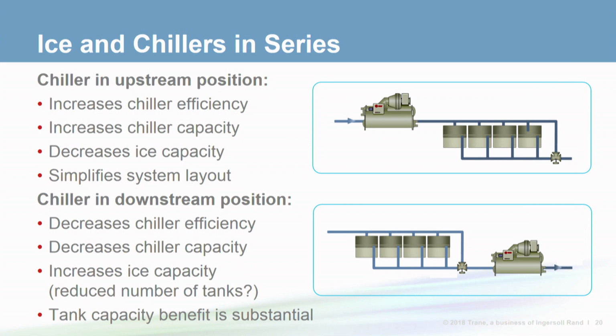With ice in the downstream position, the chillers will be more efficient. However, this position decreases the amount of ice capacity in the system, resulting in either more tanks or more mechanical cooling. This configuration does simplify the layout and the control of the system. Now with the chillers in the downstream position, the efficiency is reduced, but it increases the amount of ice capacity from the tanks. With the increased capacity, you're able to install fewer tanks to meet the same cooling load, or if you use the same amount of tanks, you can downsize the chiller.